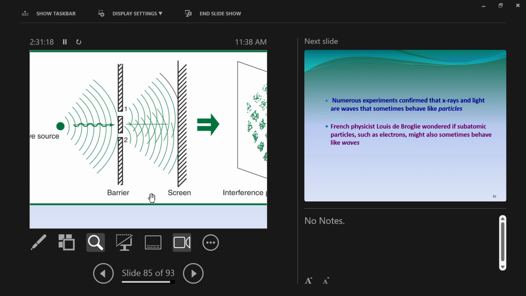If a positive and a negative wave come together, they destructively interfere and cancel out. Positive waves interfere constructively, making a bigger wave. Positive and negative waves interfere destructively, making no wave. So we have this property that waves can interfere with each other.